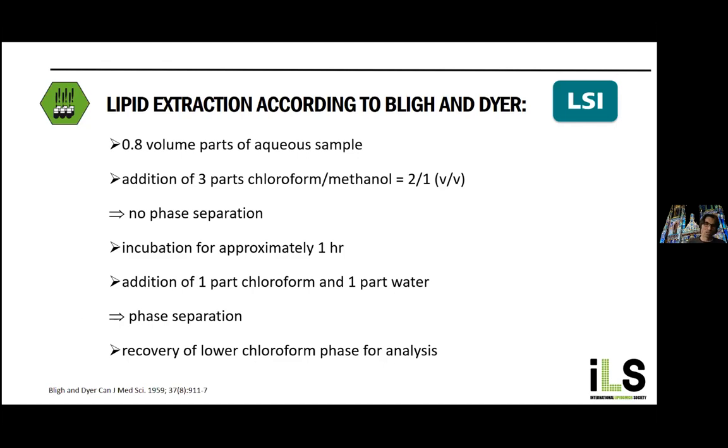We prefer that in our laboratory. You have an aqueous volume. This could be a diluted plasma or something like that. You add a chloroform methanol mixture. In the first step, you have no phase separation. So you have time to incubate or to extract the lipids from binding proteins and from the biological matrix. And then maybe after an hour you add part of chloroform, part of water to induce phase separation, and you recover in this case the lower chloroform phase.